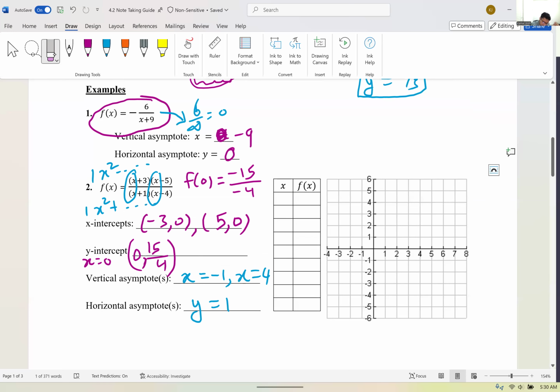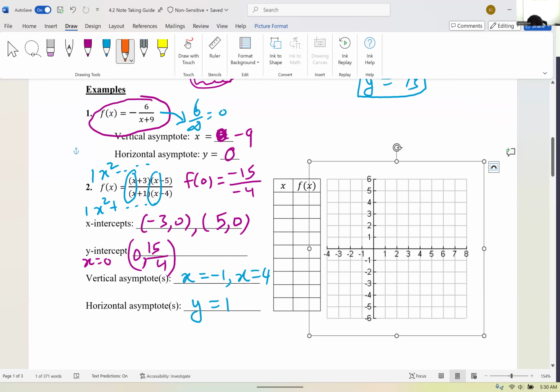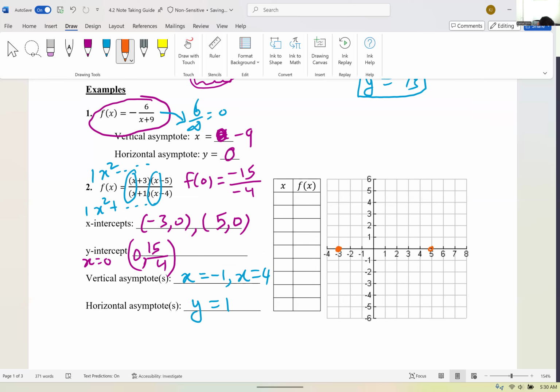Now, with this information, can we sketch the graph? Let's see. The x-intercepts are at -3 and 5. The y-intercept is at (0, 15/4). 15 over 4 is 3.75, so somewhere here, let's say. And what else? You have vertical asymptotes at x equals -1 and 4.